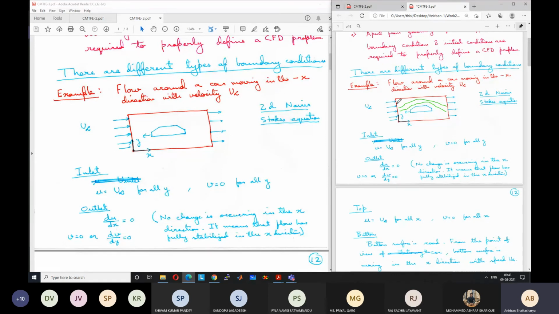So outside this domain, this effect should not be present. Otherwise this domain is not sufficiently large enough. Outside the domain, there should only be straight lines like this. If the flow occurs like this outside the domain, it is not correct. So the flow domain has to be sufficiently large. So it is up to us to decide what should be the domain based on our experience, and then what are the boundary conditions.